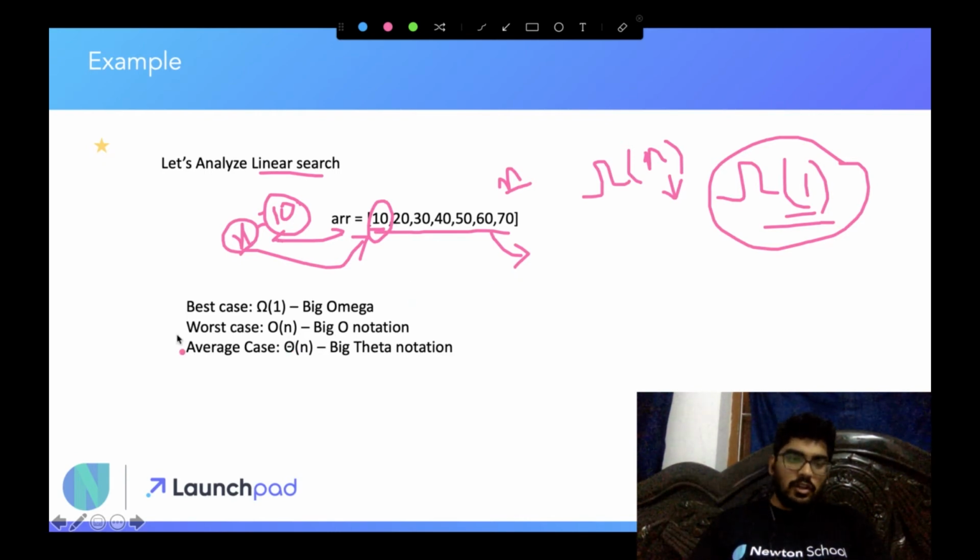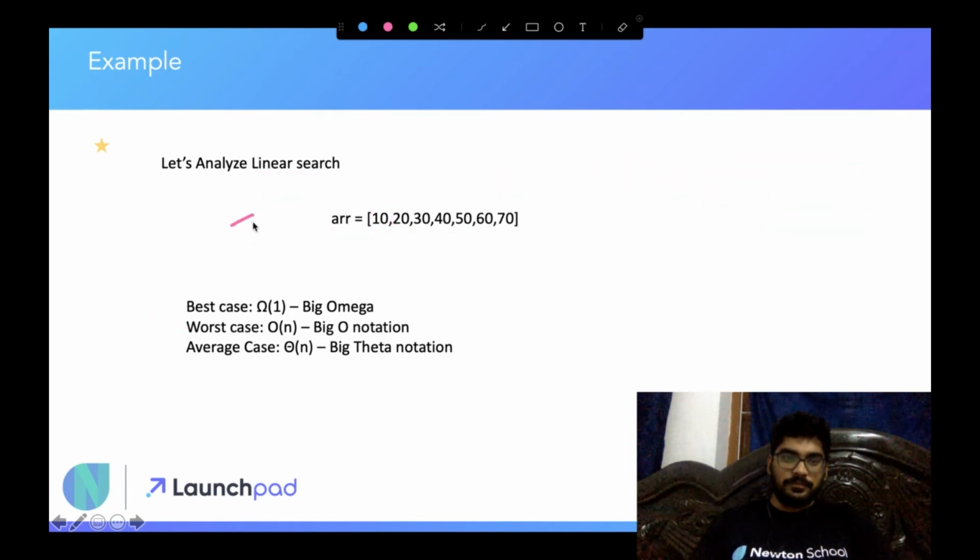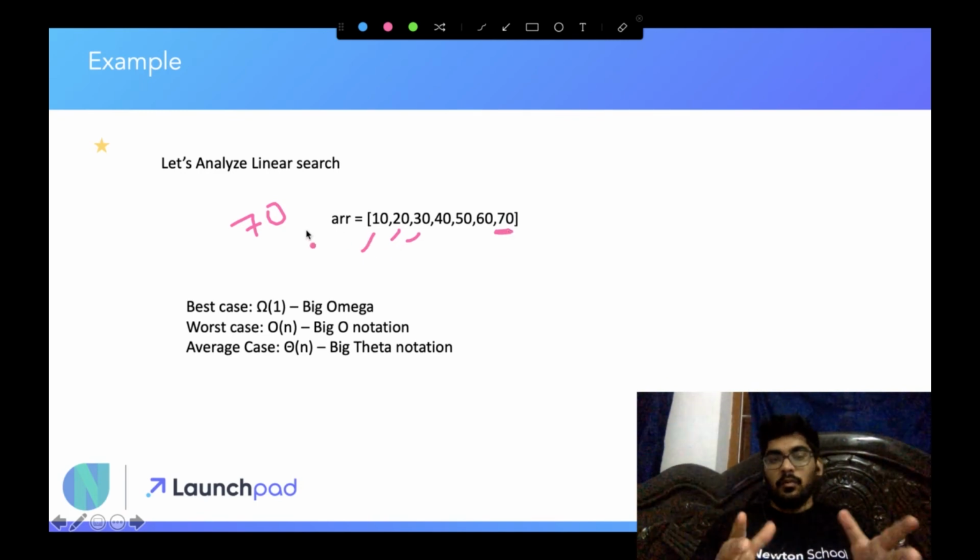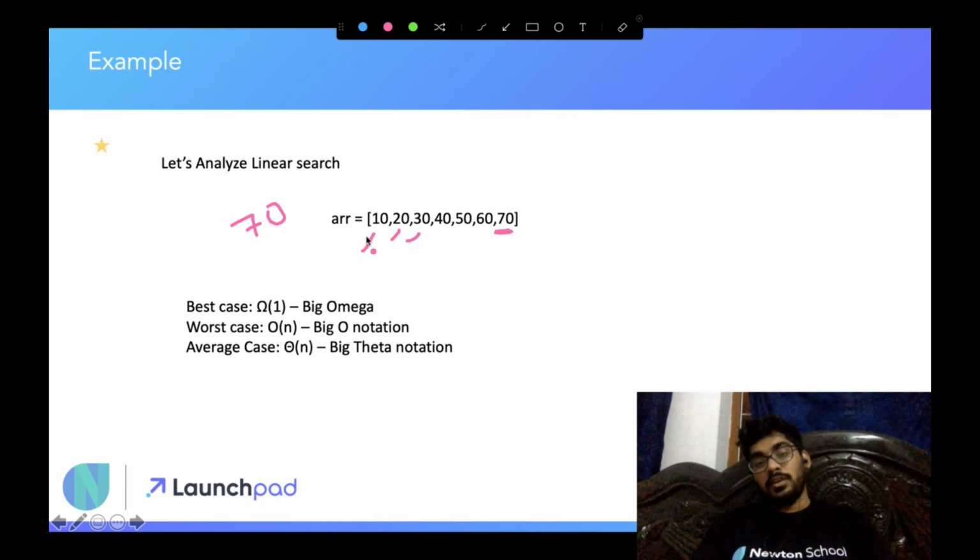Okay, let's talk about the worst case now. We'll deal with the average case a little later. So what do we mean by worst case? Let's imagine a worst case here. Let's suppose we are searching for 70. 70 will not match the first one, not match the second one, not match the third one, and so on. It will go on and match the last one, right? So what is the worst case possible here? I have to iterate through the whole array and go to the last element.